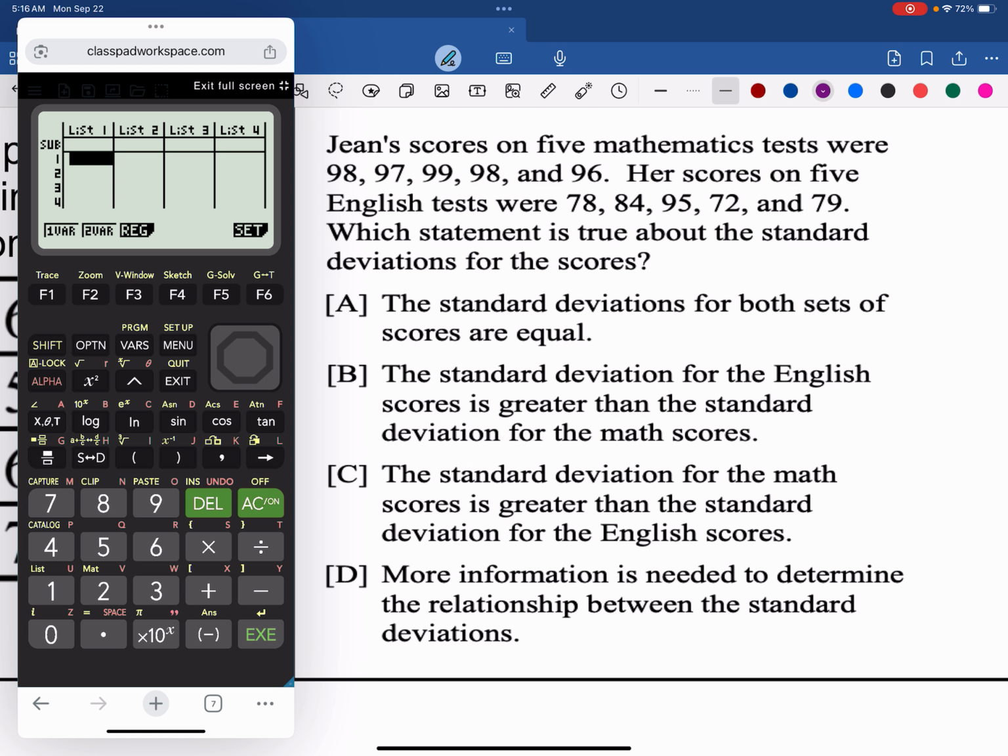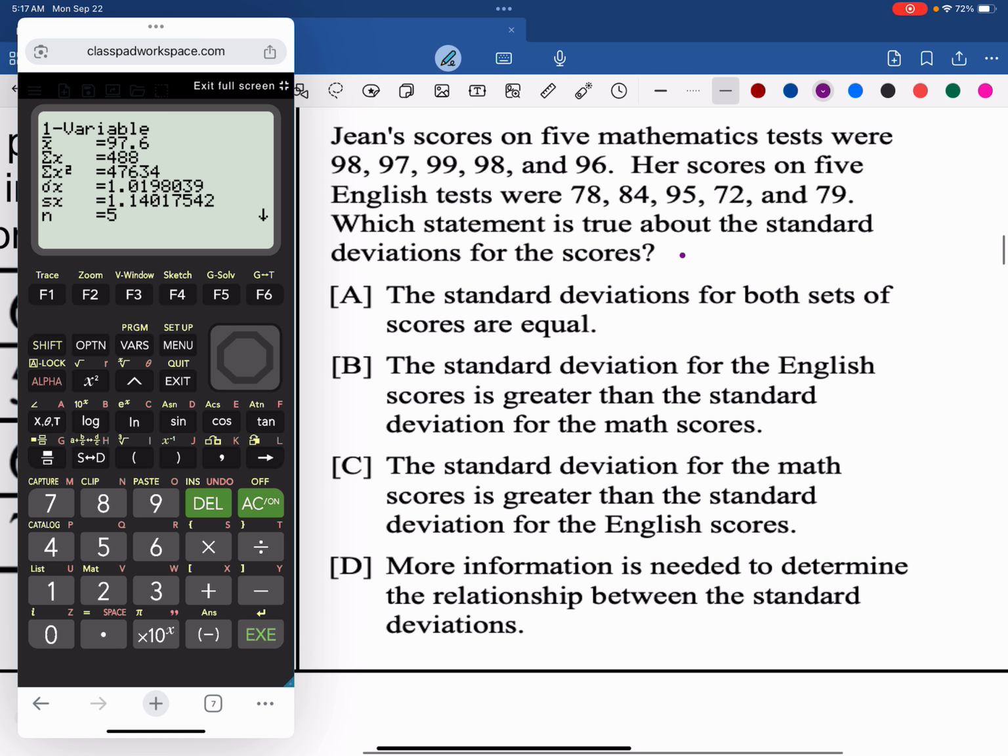So we have that her scores on 5 mathematics tests were, let's go ahead and enter her scores for math. So we have 98, 97, 99, 98, and 96. You want to hit 1 variable stats again. Here, the standard deviation is 1.14. So, I'm just going to make a note on the corner. Math is equal to 1.14.